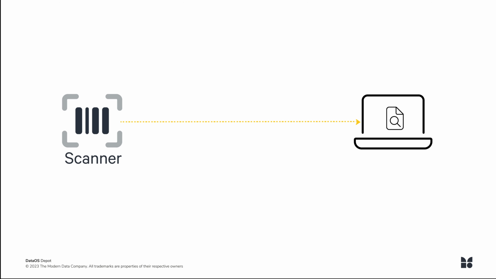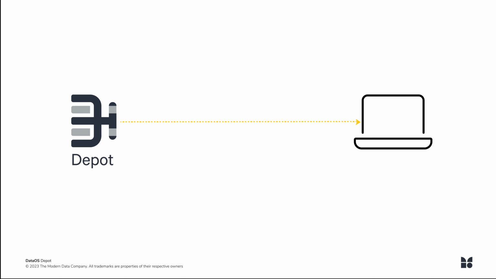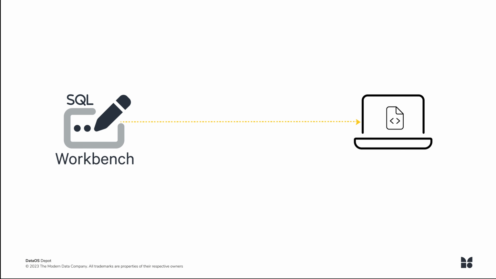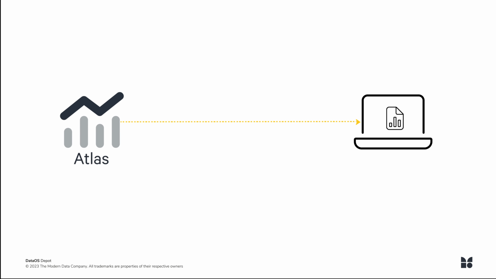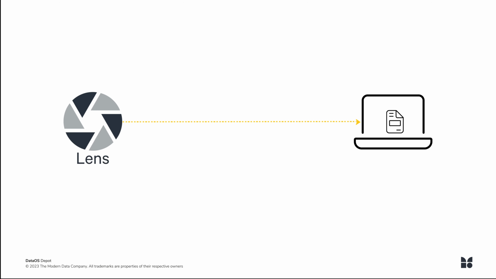So, you can run Scanner to scan the metadata from the source system. You can then use Metis to catalog and explore the metadata. You can add the depot to the list of sources in a cluster to allow the query engine to access that source system. You can then go to Workbench and query the data. Create dashboards using Atlas. You can create data policies to govern the data. You can use Lens to create data models.